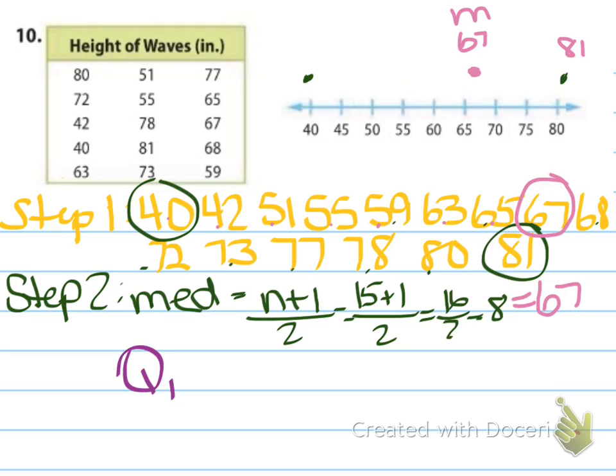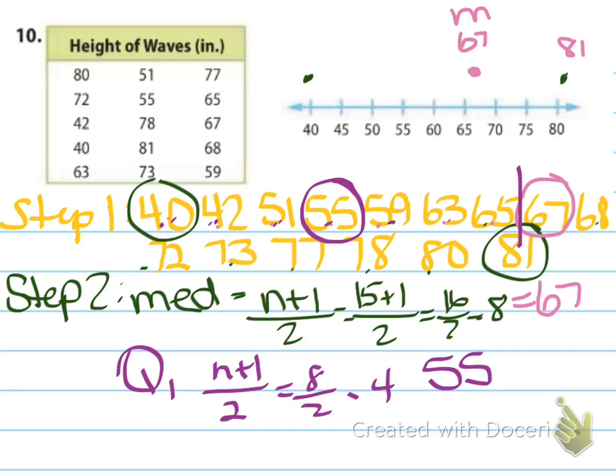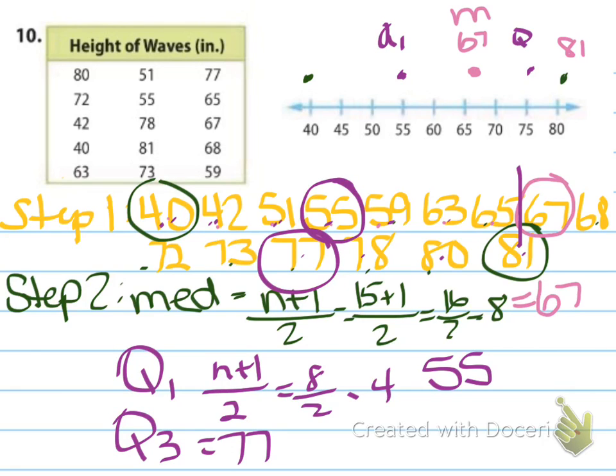Then now I'm going to find the quartiles. So for quartile 1, I'm going to take the numbers that are to the left of 67 and count how many there are. 1, 2, 3, 4, 5, 6, 7. So n plus 1 is 7 plus 1, which is 8, over 2, which is 4. So the 4th position is 1, 2, 3, 4, 55 on this side. And then for quartile 3, it's going to be 1, 2, 3, 4, 77 on this side. So 55 and 77 are my quartiles. This is my quartile 1, and this is my quartile 3.